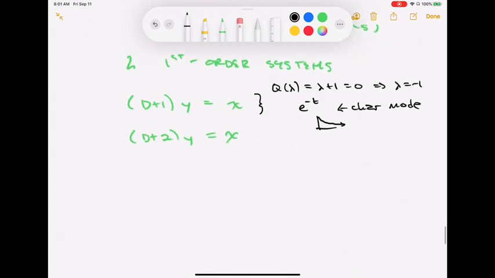If I do that all again for the second system, it has a Q of lambda equal to lambda plus 2. Set that equal to 0 and solve it. I get lambda equals minus 2. It has a characteristic mode e to the minus 2t. That is its characteristic mode.